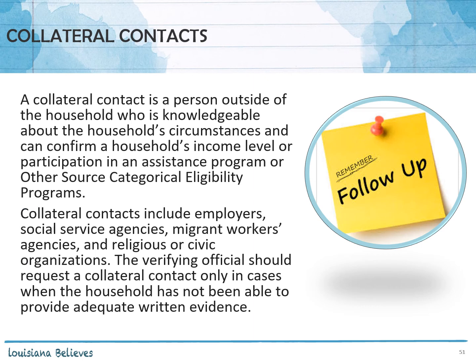A collateral contact is a person outside of the household who is knowledgeable about the household circumstances and can confirm a household's income level or participation in an assistance program or other source categorical eligibility program. Collateral contacts include employers, social service agencies, migrant workers agencies, and religious or civic organizations. The verifying official should request a collateral contact only in cases when the household has not been able to provide adequate written evidence.